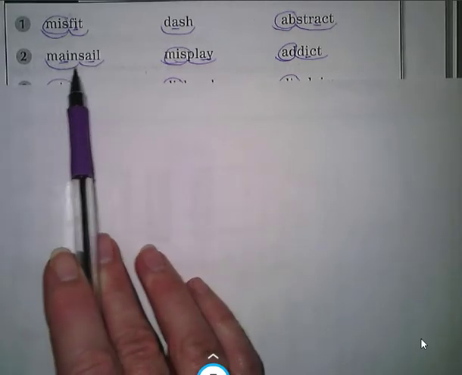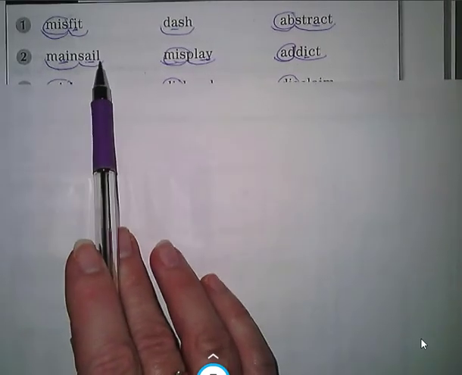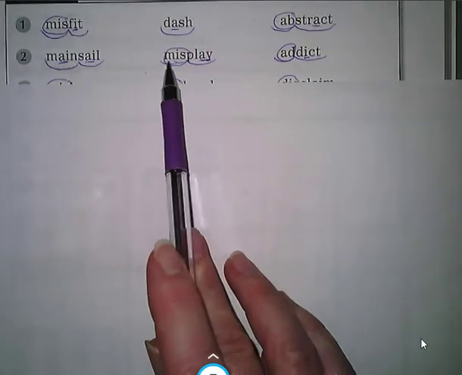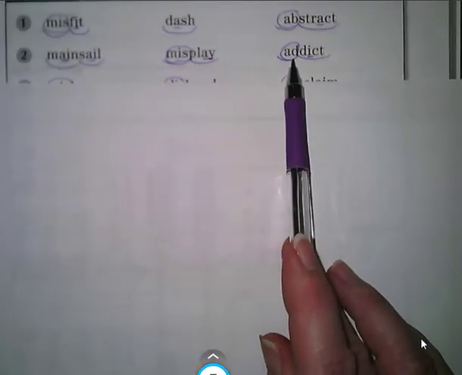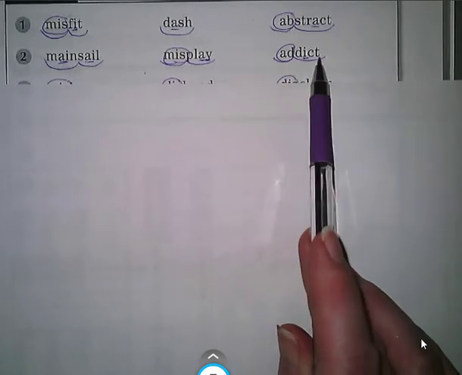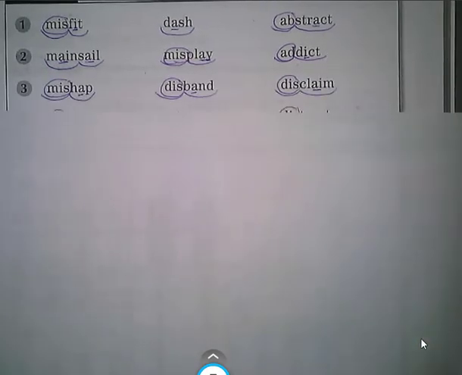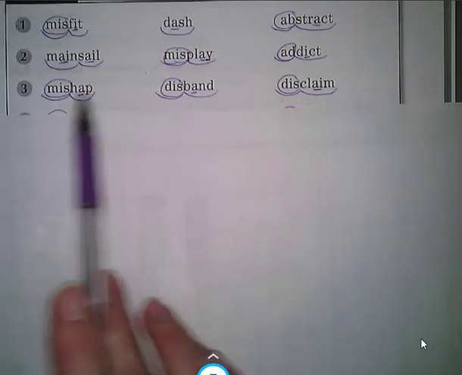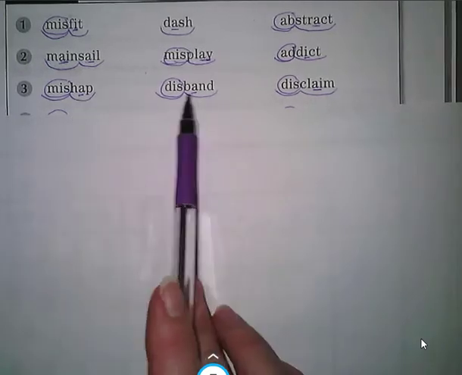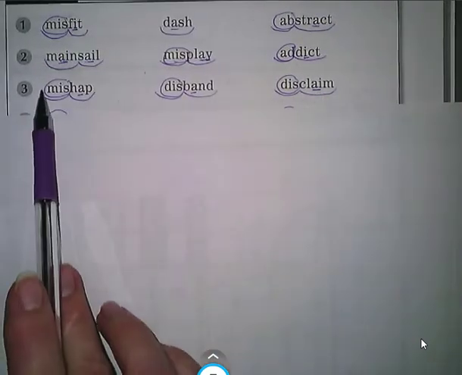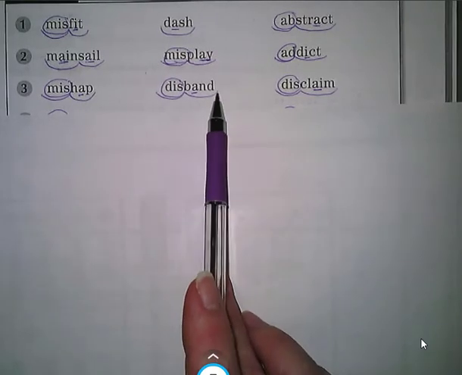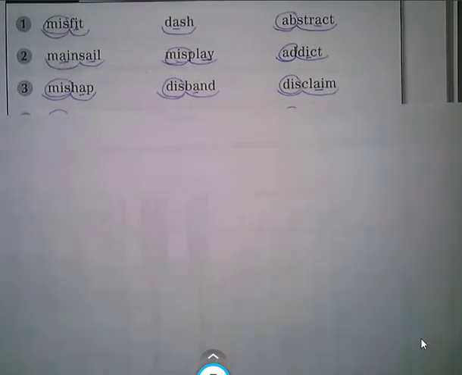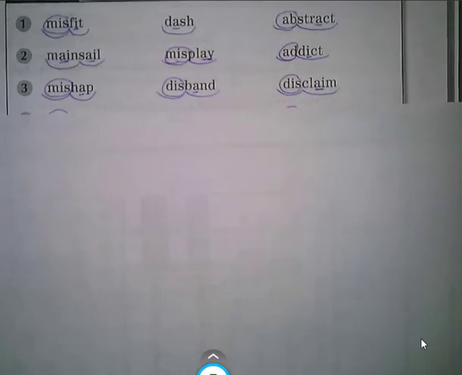So, no prefix, 2 vowel sounds, 2 syllables. Prefix, vowel sound, 2 scoops. Prefix, vowel sound, 2 scoops added. Okay, take a look at line 3. Miss, dis, and dis were your 3 prefixes. A, AI. And then we have mishap, disband, disclaim.